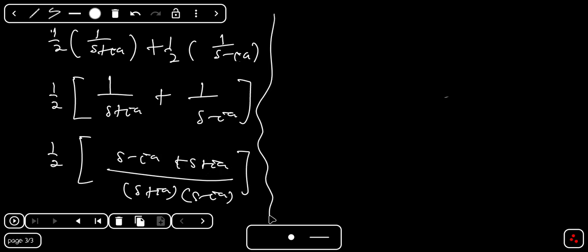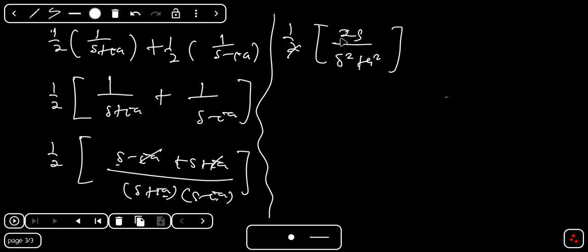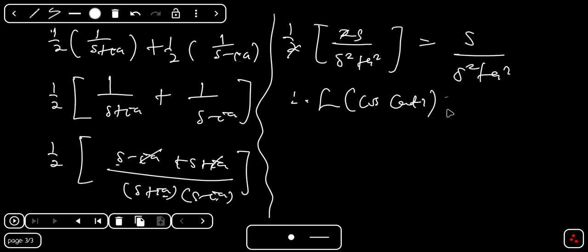So this will be 1 over 2 into bracket. Minus ia plus ia is 0, then s plus s will give us 2s. If you multiply this, we are going to have s squared plus a squared, and the 2 cancels out the 2. So what we have is s over s squared plus a squared. Therefore, the Laplace transform of cos at is equal to s over s squared plus a squared. So that's how you do that.